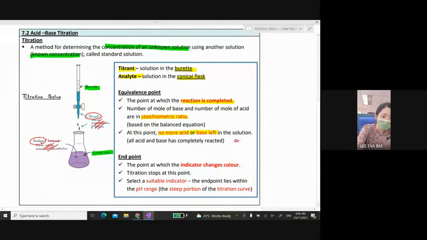Salt and water. Please remember at the equivalence point, when all acid and base have reacted, the solution now is just your salt solution. So if you want to find the pH value at this point, it will depend on the salt, since H2O is neutral. So the pH value at the equivalence point will depend on the salt. In chapter 7.1, you learned about neutral salt, basic salt, and acidic salt, so it will be used at this point. So this is the equivalence point.